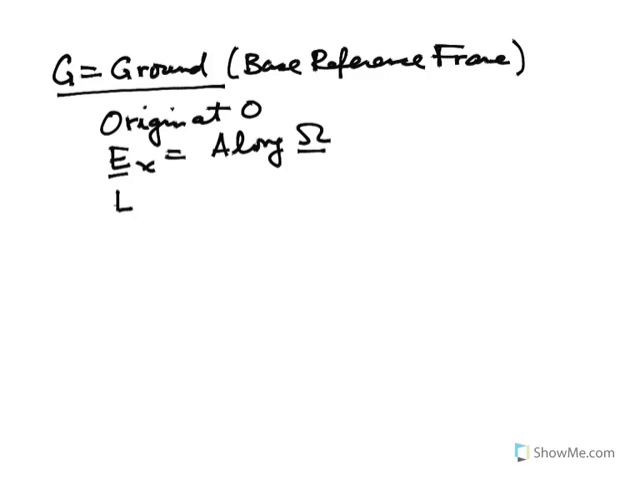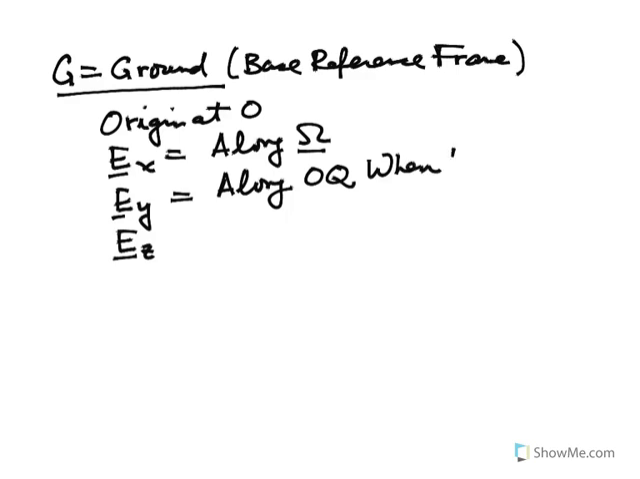I'm going to put EY to be along OQ, and then EZ is going to be along OQ when t equals 0. So at t equals 0, frozen at t equals 0, OQ is going to be the direction EY, and then EZ is going to be equal to EX crossed with EY. Now it's important that it's not OQ, because OQ is actually fixed to the shaft, but OQ when t equals 0 is whatever direction OQ happens to point at time t equals 0, and that's fixed to the ground.